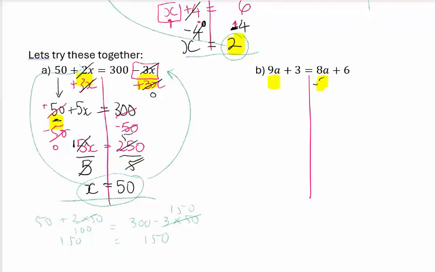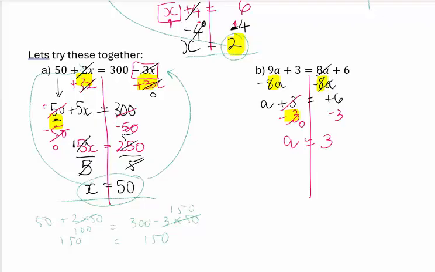So I'm going to take 8a from this side. Law of the universe says whatever I do to one side I must do the other. Take 8a from that side, you're left with 6 on the right hand side. 9a take 8a is 1a, plus 3 is what's left. I need to get rid of the positive 3. So what's the opposite to adding 3? It's taking 3. That leaves 0, so I've just got a on my left hand side. 6 take 3 is 3.